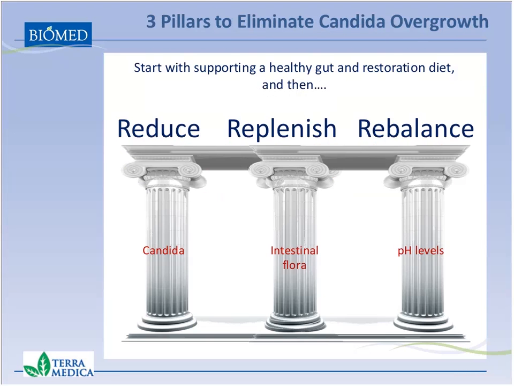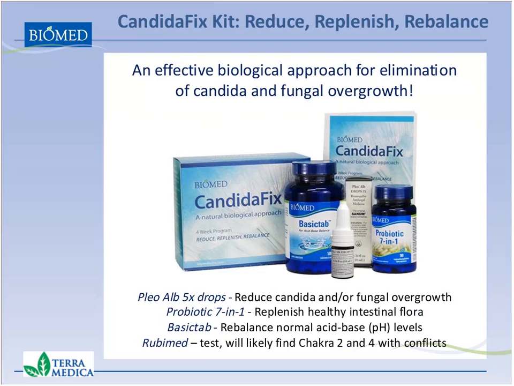So, pillars to eliminate Candida overgrowth. We talked about the gut and the diet, and then the next thing is reduce, replenish, rebalance. And that is reducing Candida overgrowth, replenishing intestinal flora, and balancing pH levels. So those principles are not too difficult. And so we've created a kit called the CandidaFix kit, and this kit is designed to reduce, replenish, and rebalance. So, 3 simple remedies to be able to do all of these things.